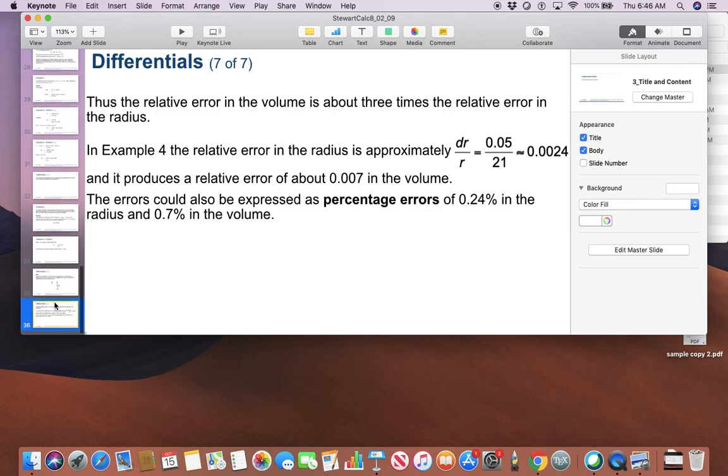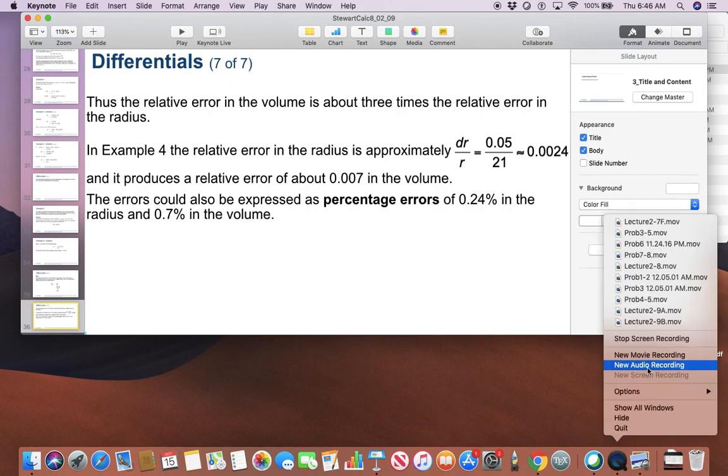Okay, so this completes the theory part of section 2.9. Next videos will cover problems from WebWork. Until then.